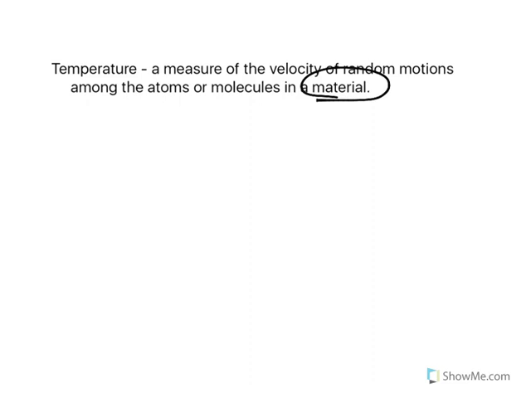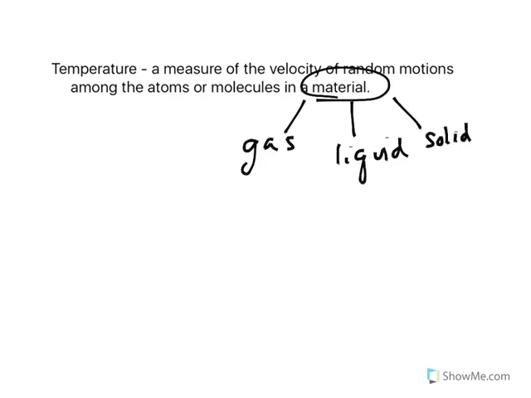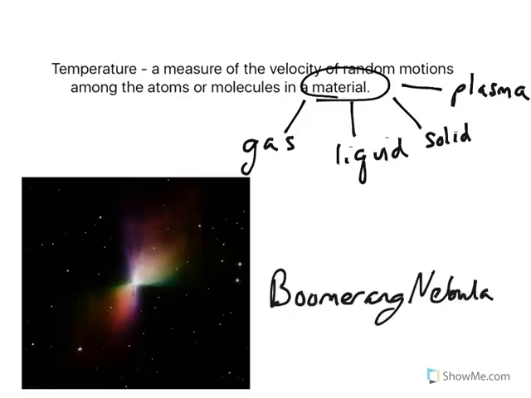Let's focus on this word material. What we mean by material is a gas, a liquid, a solid, or a plasma. A plasma is an ionized gas. It consists of positive ions and free electrons, and typically has no electric charge. And we usually find plasmas at very high temperatures, such as in stars or in nuclear fusion reactions.